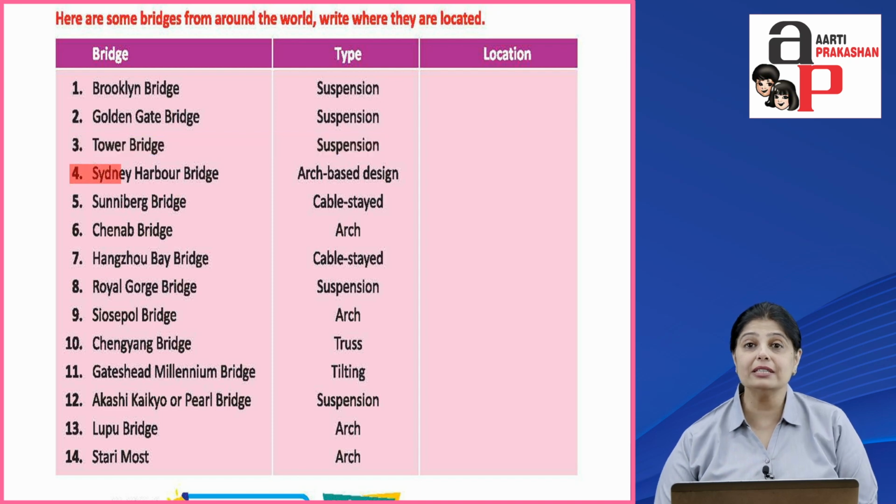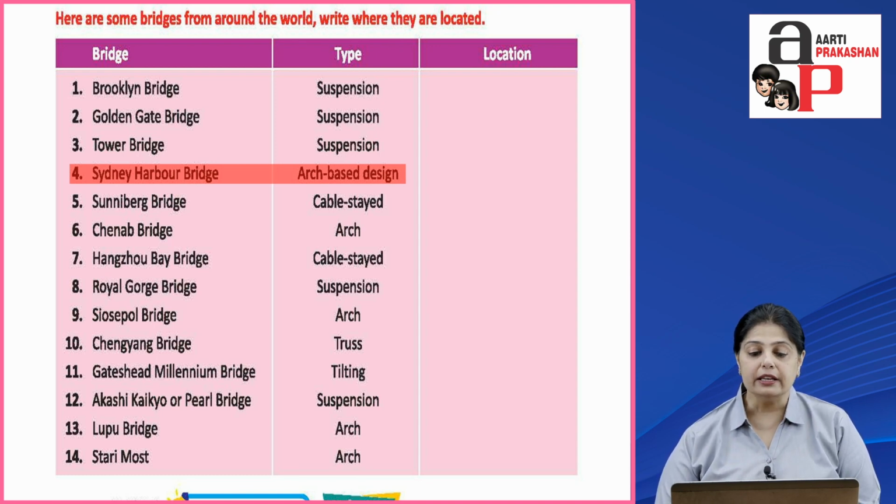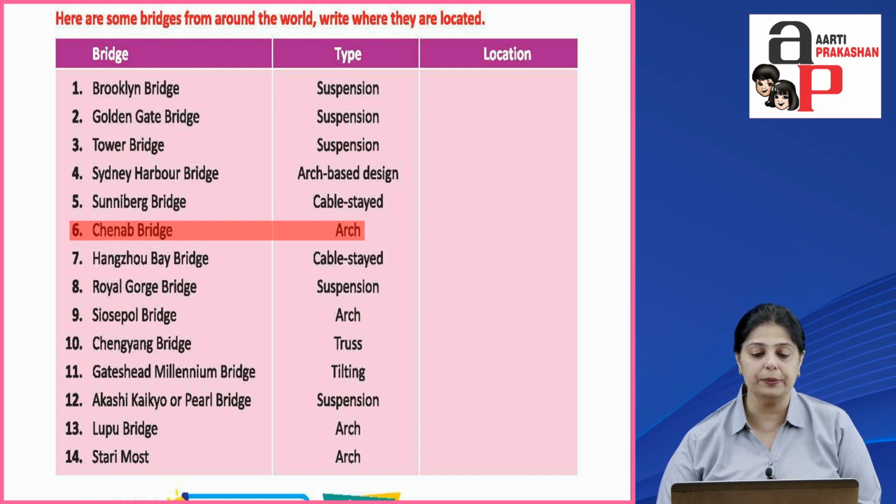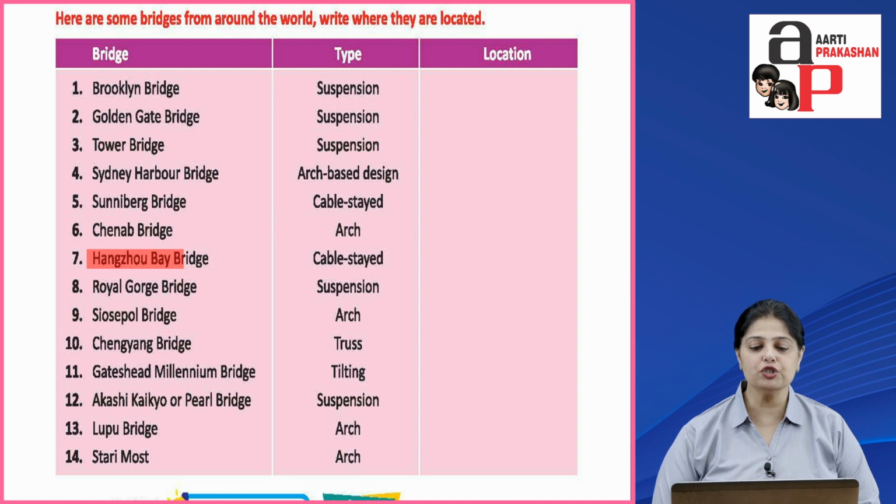Okay. Then you have the Sydney Harbour Bridge, which is an arch-based design and is located at Sydney, Australia. Then you have the Sunnybrook Bridge, which is a cable-stayed bridge, and it is located at Kjolsters, Switzerland. Okay. Then you have the Chenab Bridge, which is an arch bridge, and it is located at Jammu and Kashmir in India, in Bharat, as we say now. Now, the seventh one, it is the Hangzhou Bay Bridge, which is a cable-stayed bridge, and as the name suggests, it is in Zhejiang, China.